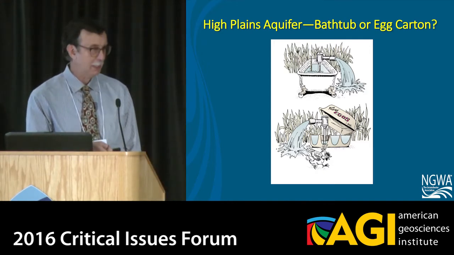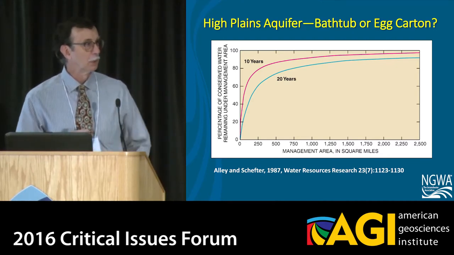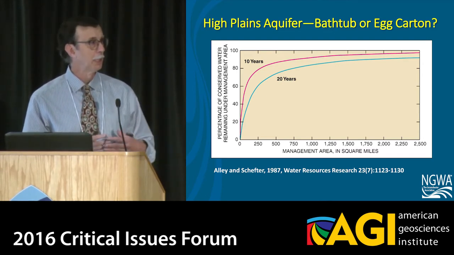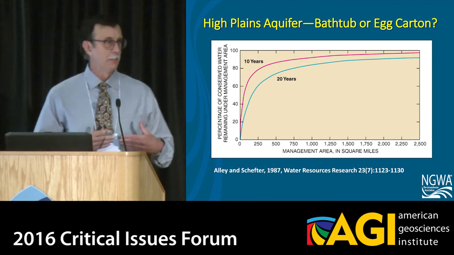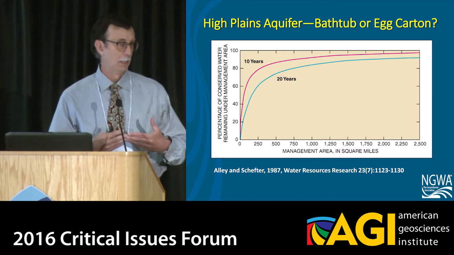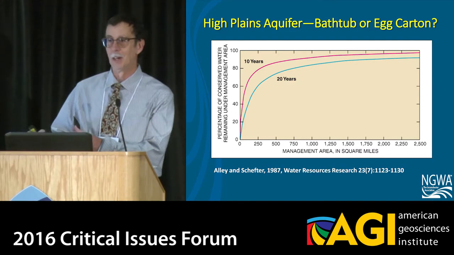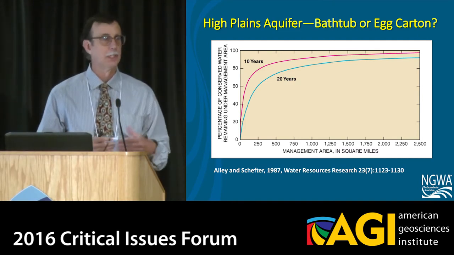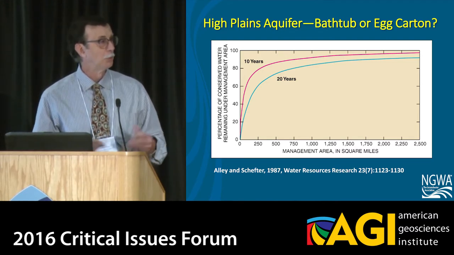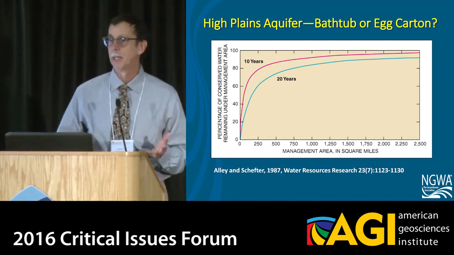So we did a little study, an economist and myself, and this just summarizes it, where we took a general management area, stayed away from streams to avoid some complication there, and just asked the question: if farmers within this management area saved water over a 10 or 20 year period, how much of that water would they actually still have for themselves under that management area, and how much would they have lost? And as you can see, once you get up around 500, even 250 square miles, you start to see that a lot of the water was still there. They were really benefiting themselves.